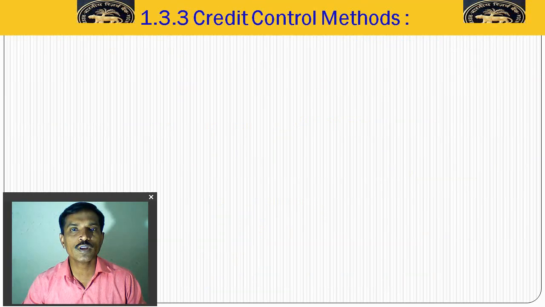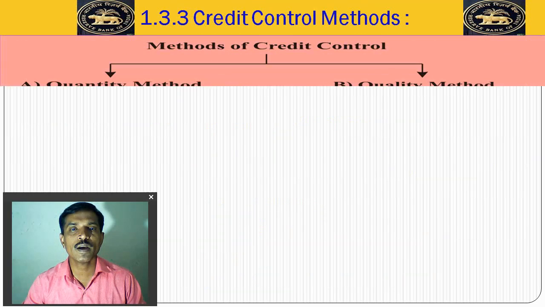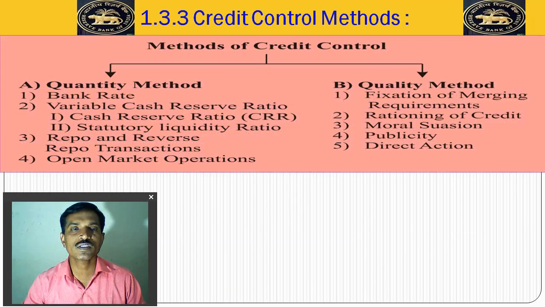The credit control methods adopted by the Reserve Bank of India are of two kinds. As per this chart, we are looking at the two methods, the quantitative methods and qualitative methods. Under quantitative methods: variable cash reserve ratio, that is cash reserve ratio, statutory liquidity ratio, repo, reverse repo, and open market operations. Under qualitative methods: the fixation of margin requirement, rationing of credit, moral suasion, publicity and direct action.